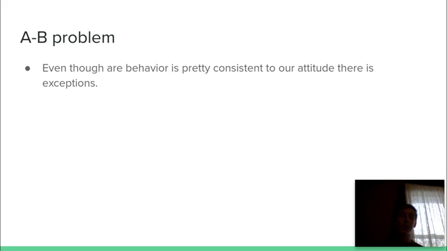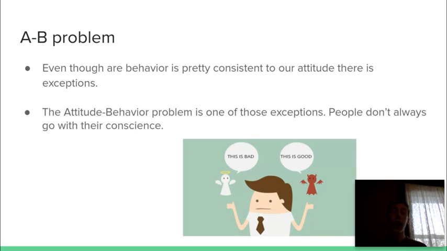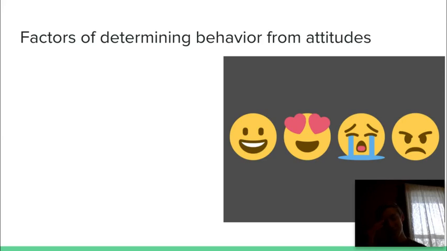Now, behavior is pretty consistent with our attitude, but there's an exception, which is the AB problem, or the attitude-behavior problem. It basically states that people don't always go with their conscience. There are multiple examples. People know smoking, drinking, and vaping are bad, yet they'll still do them, even though they cause liver disease, lung cancer, popcorn lung, and so on.